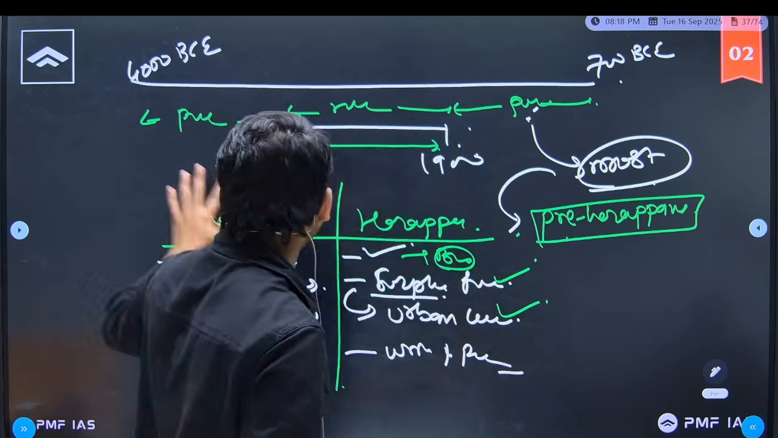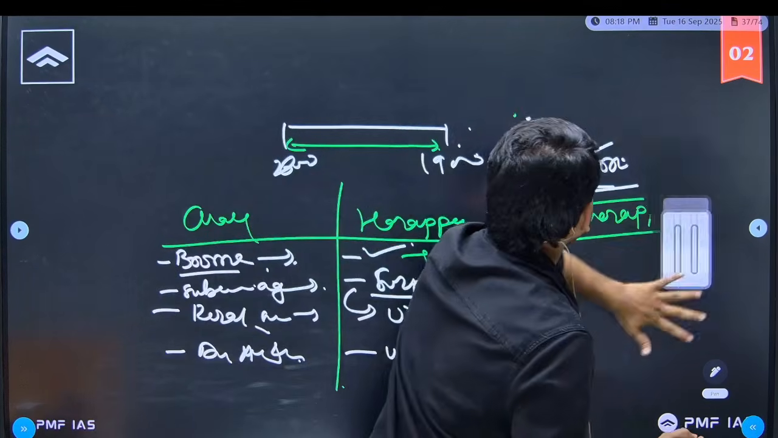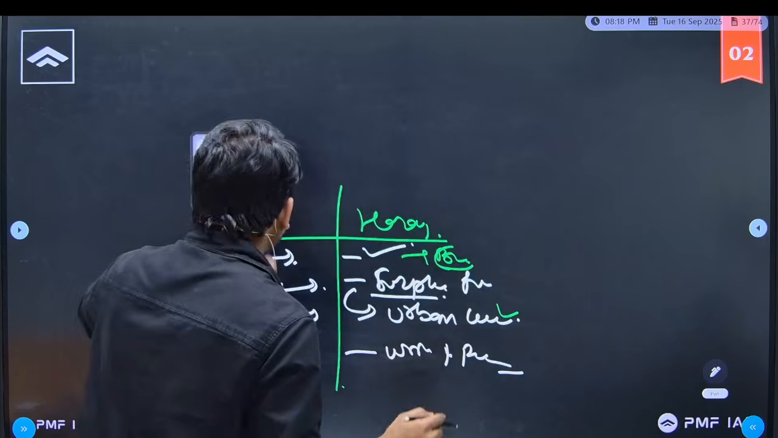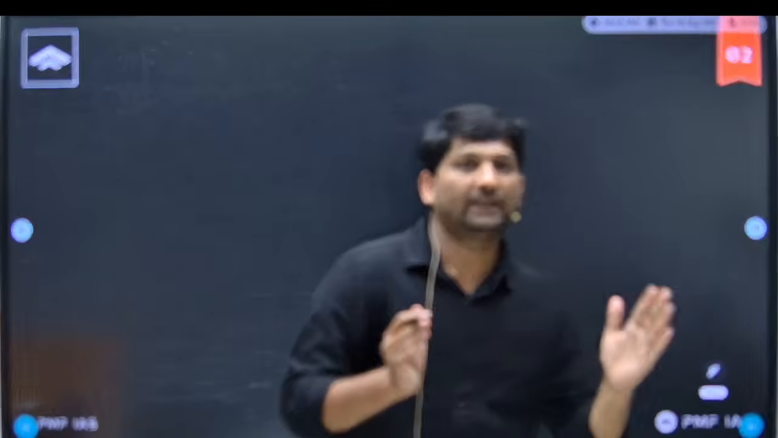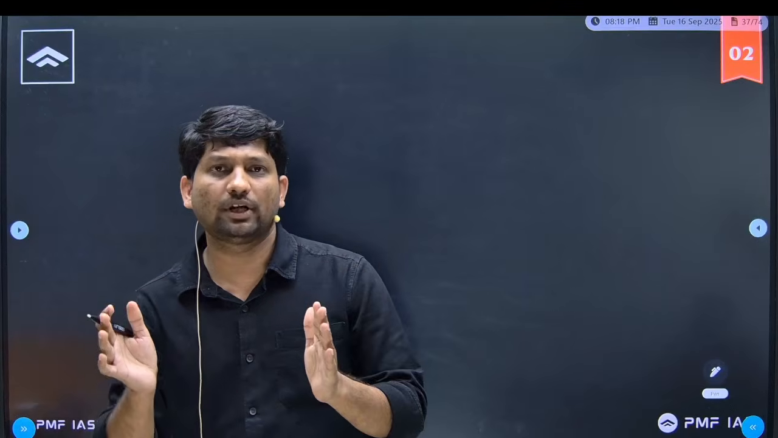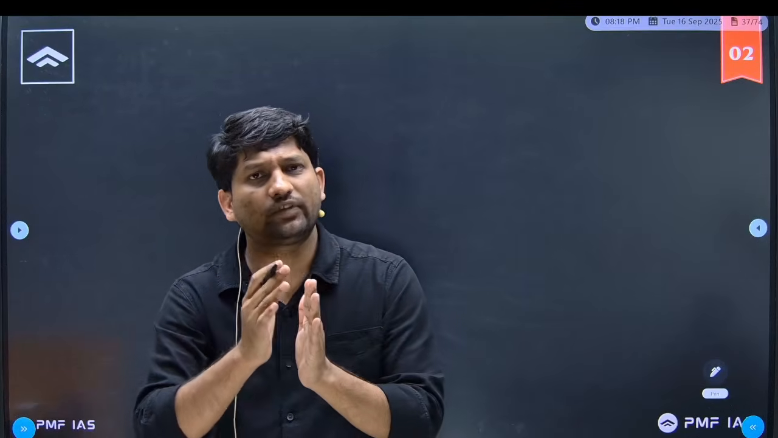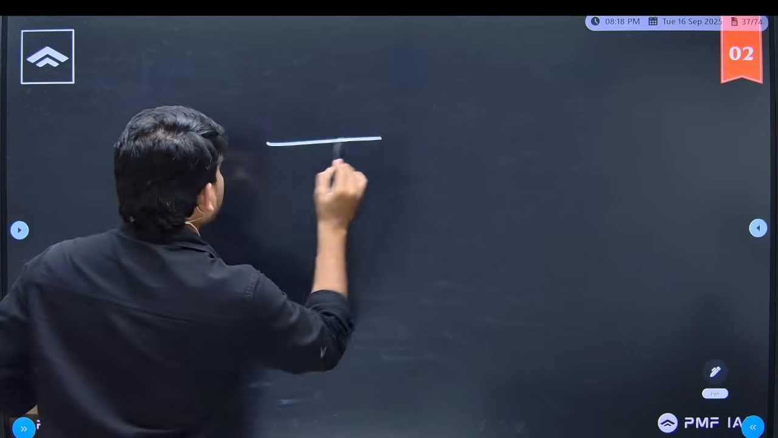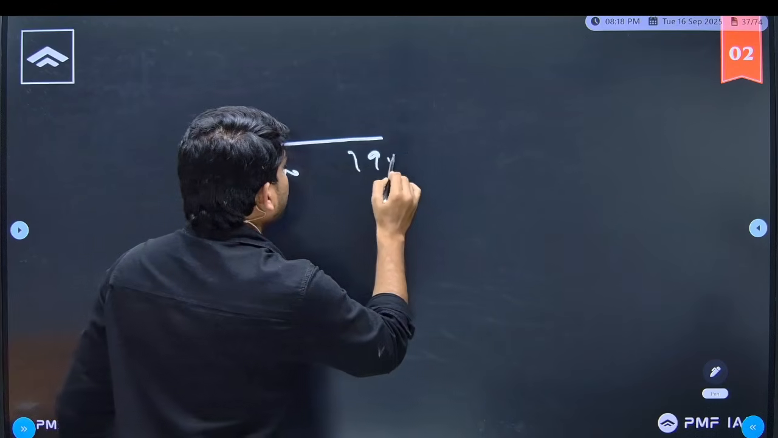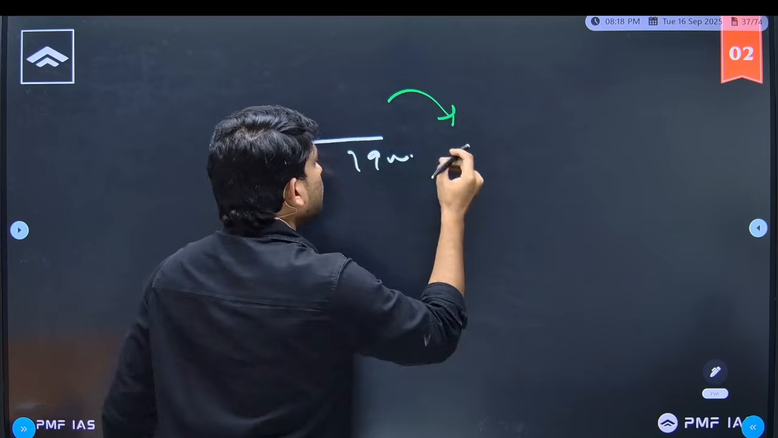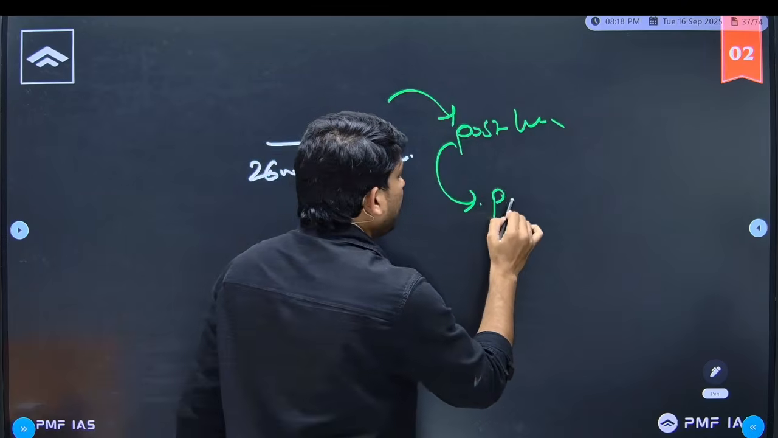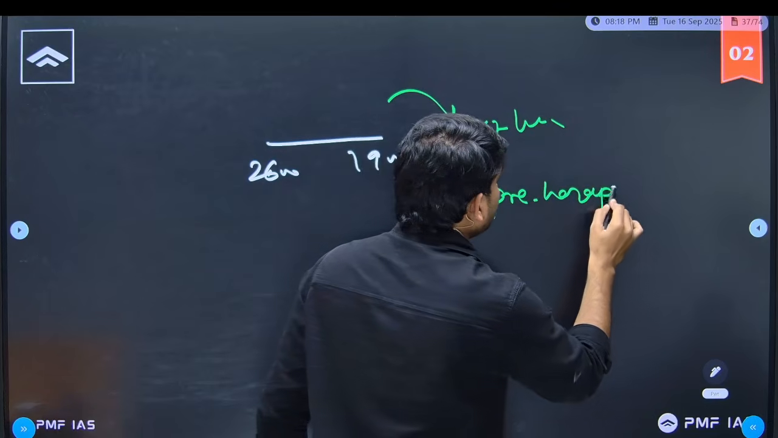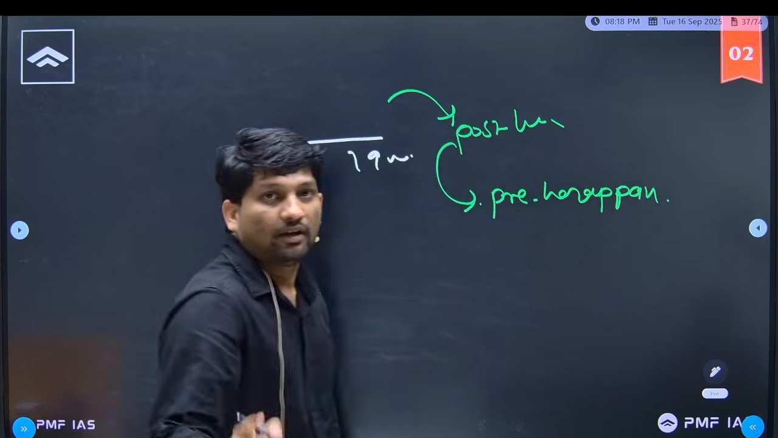So do you understand? Remember, these Chalcolithic settlements are divided into three groups: pre-Harappan, Harappan and post-Harappan. Most of the settlements are after the Harappan phase, after 2600 to 1900. Most of the sites belong to the post-Harappan phase, but technologically they are pre-Harappan.